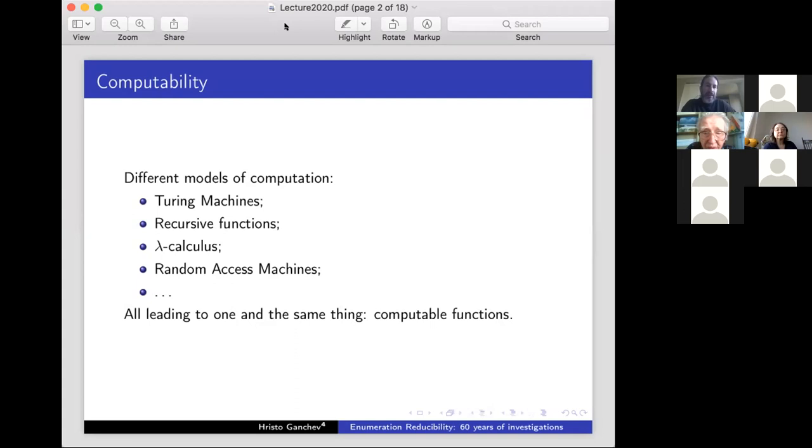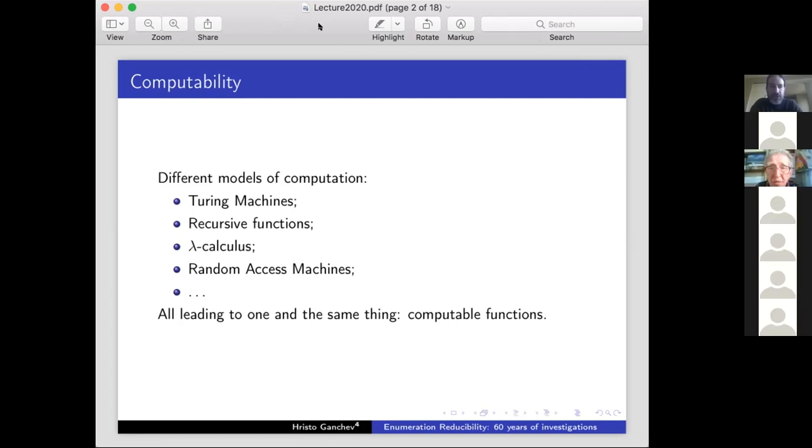And people wanted to somehow formalize computation. What exactly is computation? What do we do when computing, et cetera. And during all these years, very different models of computation emerged. We have the most popular one and maybe the best one, which is the Turing machines. We have recursive functions, lambda calculus, random access machines, and many others. This is not all of them. Well, the key feature of all this is that all of them lead to one and the same thing, which are the computable functions.